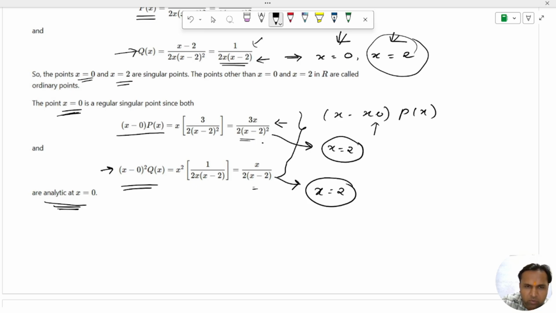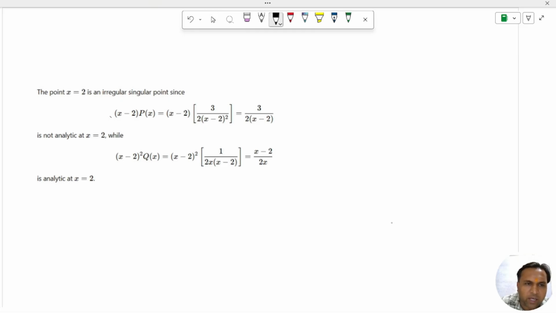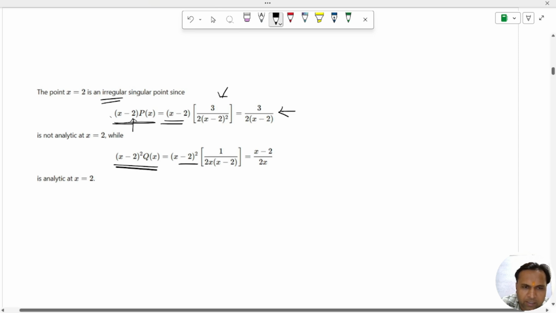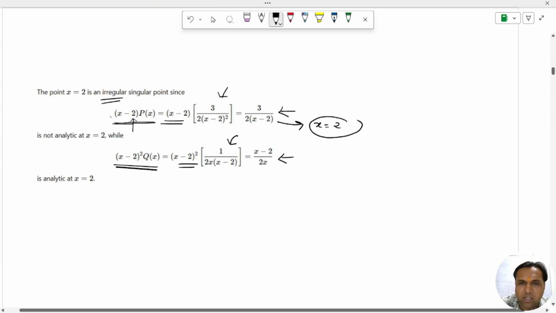So for x equal to 2, we have to check regular or irregular. For that we have to take x minus x0 times px. What is my x0? That is 2. So here x minus 2 is my px, and the final conclusion: x minus x0 whole square times qx. So this is my qx, and this is the final answer. Here we have to take the denominator equal to 0, so we find that x equal to 0, and the given function is not analytic at x equal to 2.